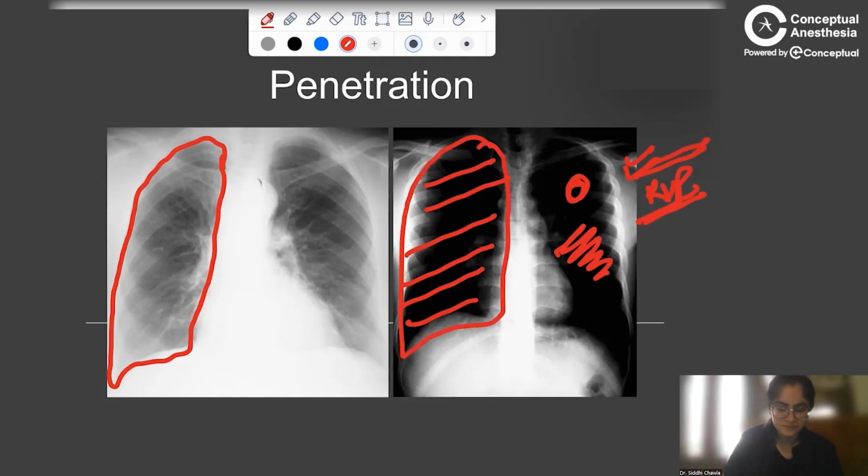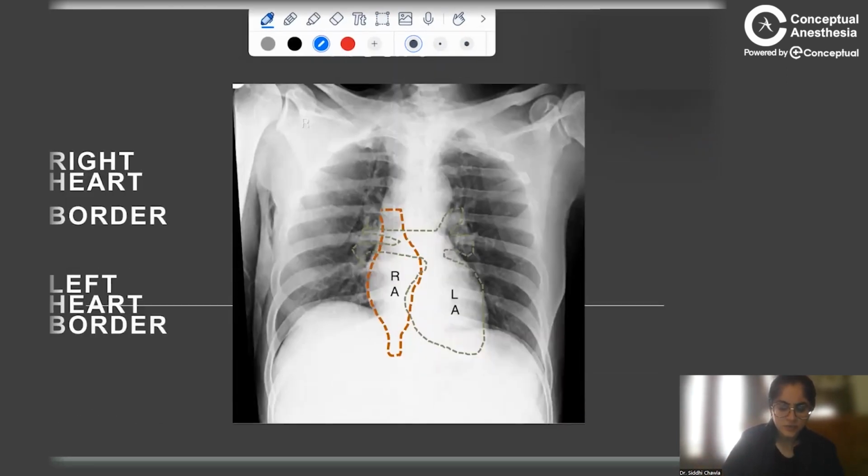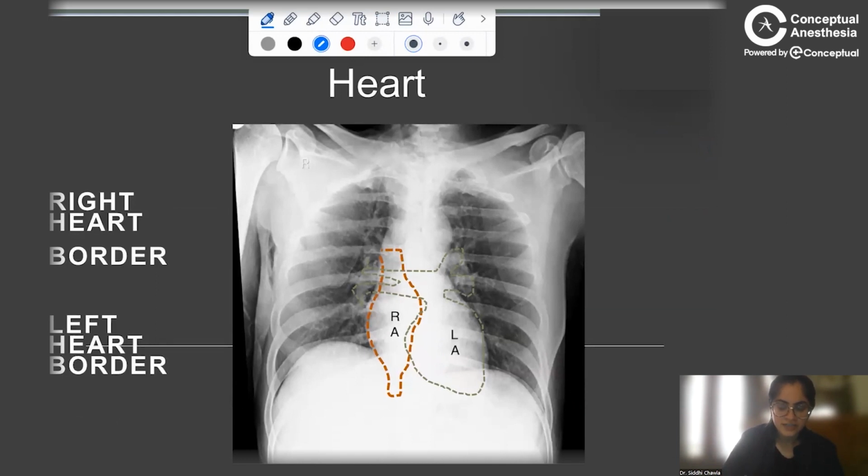So coming to the borders of the heart, in a normal chest X-ray, we know that the right heart border is formed by the right atrium, and the left margin is formed by the left ventricle, right? So these are the basics of chest X-ray anatomy that you should know. This is basically the apex. This is called the base of the heart. This is basically the aortic arch. So these are the margins of the heart that are visible on a chest X-ray, right?